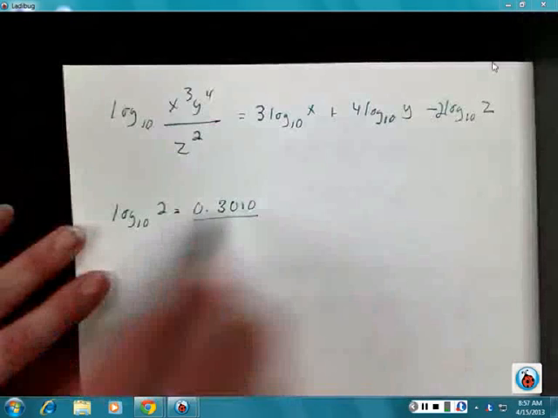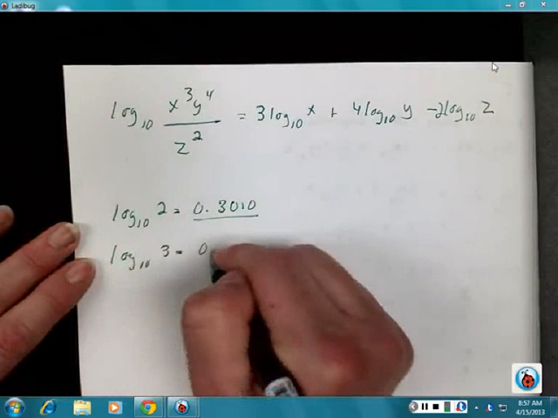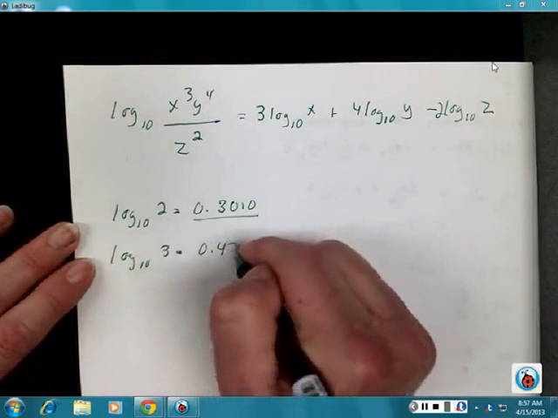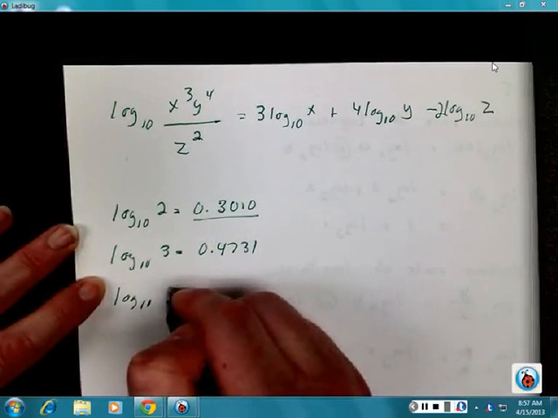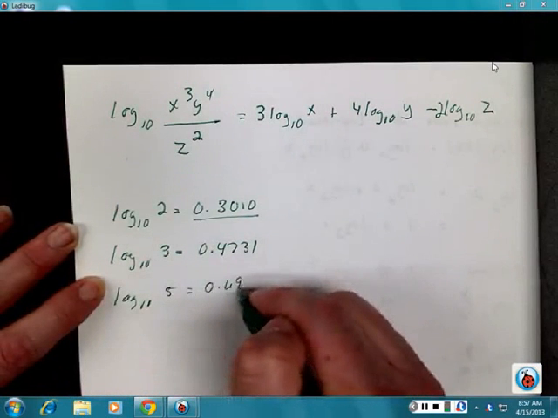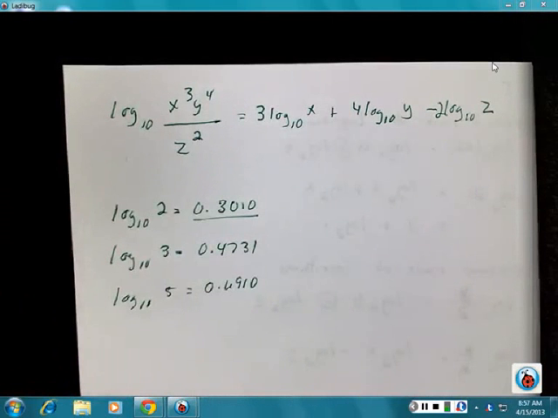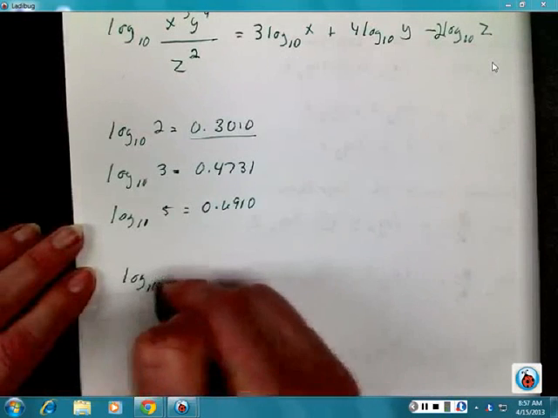And then they give you log 10(3), and log 10(3) is 0.4731, and log 10(5) is equal to 0.6910. And then what they go through and do is give you something like log 10(6).